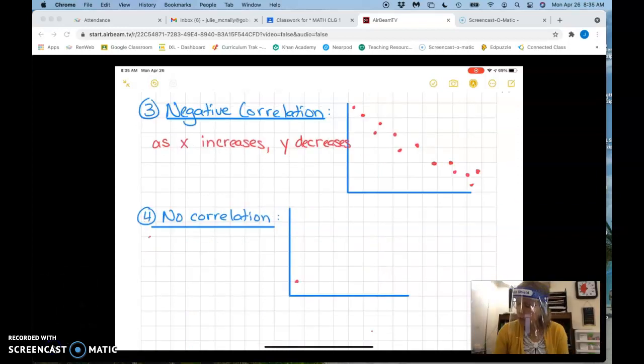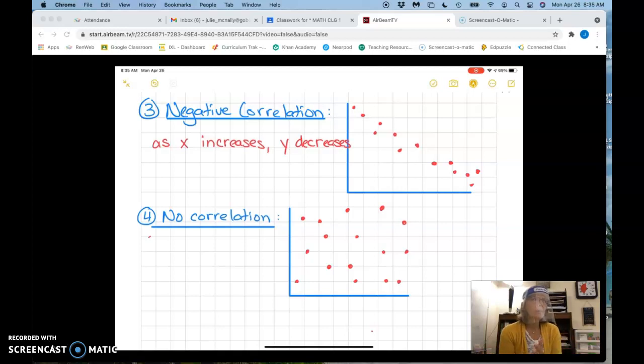No correlation means that your dots are literally all over the place. It's just like the whole entire graph seems to be filled with dots. It's not going up to the right. It's not going down to the right. It's just everywhere. Okay, so there's no apparent flow to the data. Everything's just everywhere. And that means the data doesn't really have any relationship to each other.